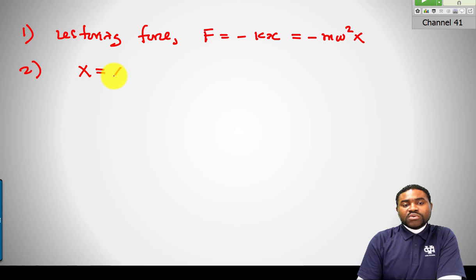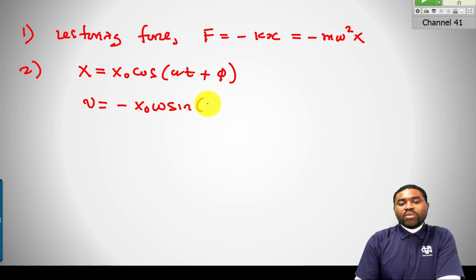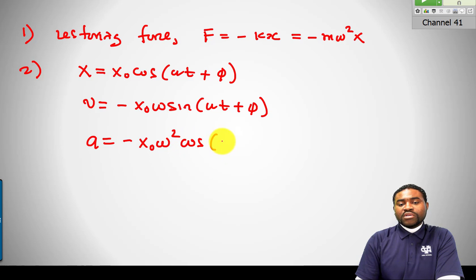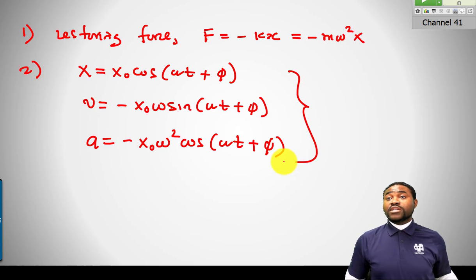x is equal to x naught cosine(omega t plus phi). v will be equal to what? Negative x naught omega sine(omega t plus phi), and acceleration a will be equal to negative x naught omega squared cosine(omega t plus phi), if you do your calculus correctly.